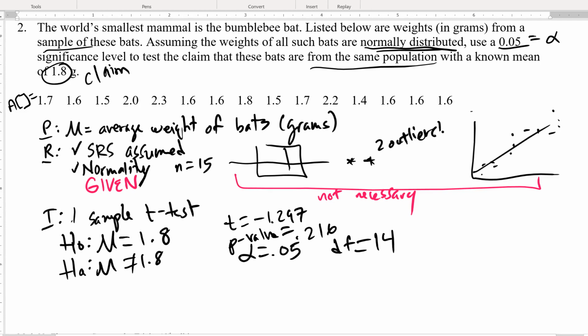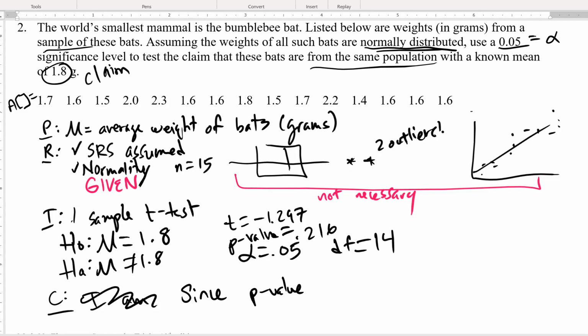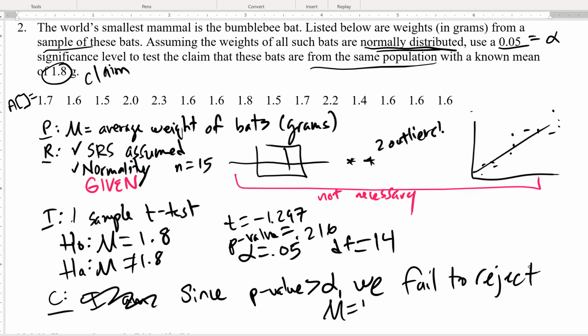Based on this, we can write a conclusion. Since the p-value is greater than alpha, double check your notes. Get these phrases right. Don't mix these up. Fail to reject the null hypothesis. Fill in what the actual null hypothesis is. Period. Conclude nothing. We have insufficient evidence to reject.